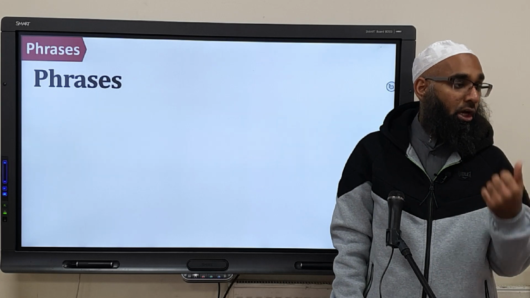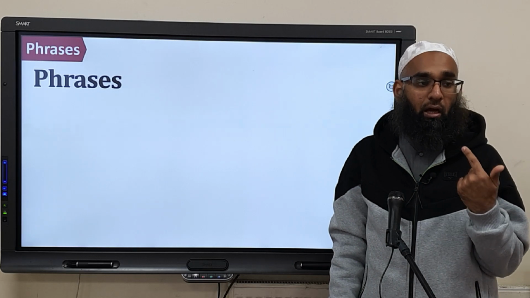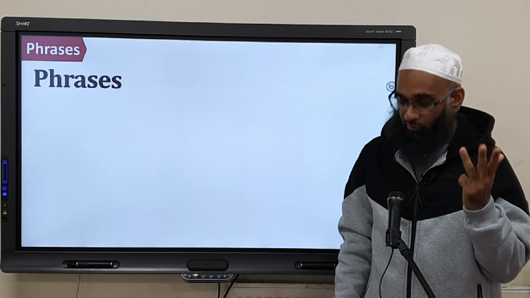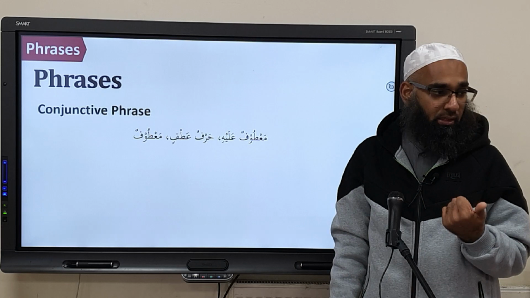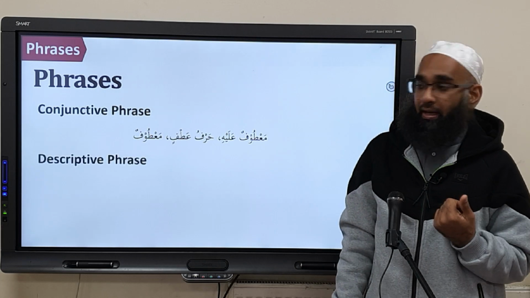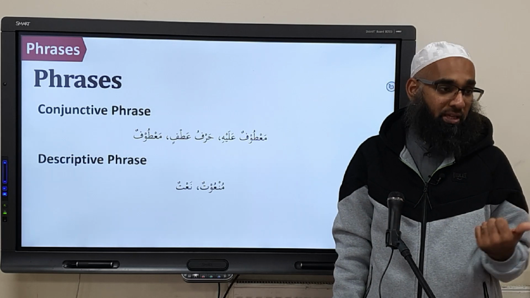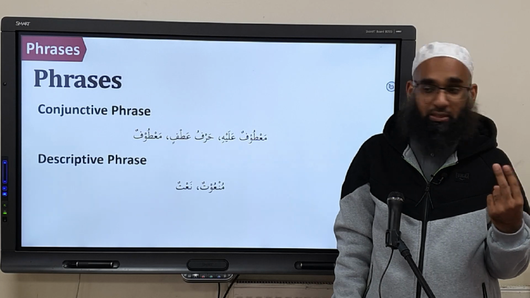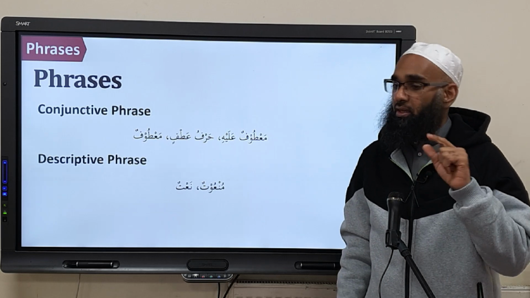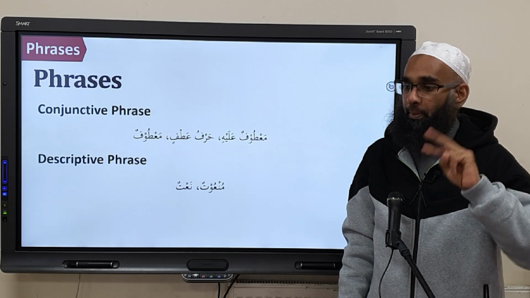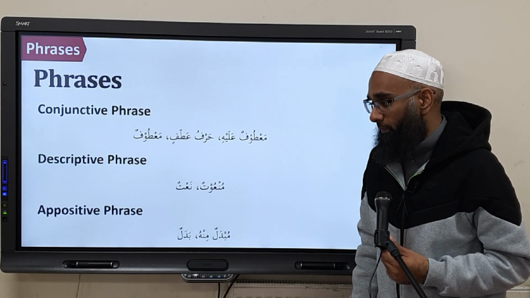The first one was the conjunctive phrase, which is made up of which three words? Ma'tufun alayhi, harfu atfin, and ma'tuf, three of them. After that, we discussed the descriptive phrase, which is made up of the man'ud and the not. And after that, we discussed the positive phrase, which is made up of what are the two key words? Mubdalun minhu and badal. So you have ma'tuf, harfu atfin, ma'tufun alayhi, man'ud, not, and mubdal minhu and badal. These are the 7 words we've learned so far.